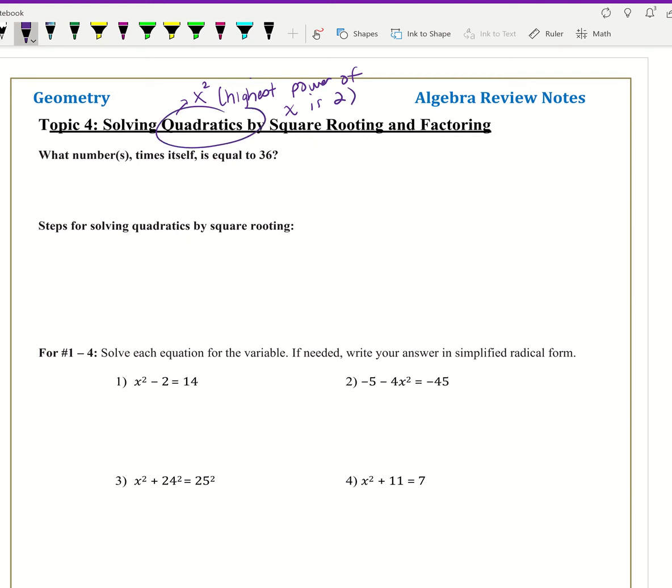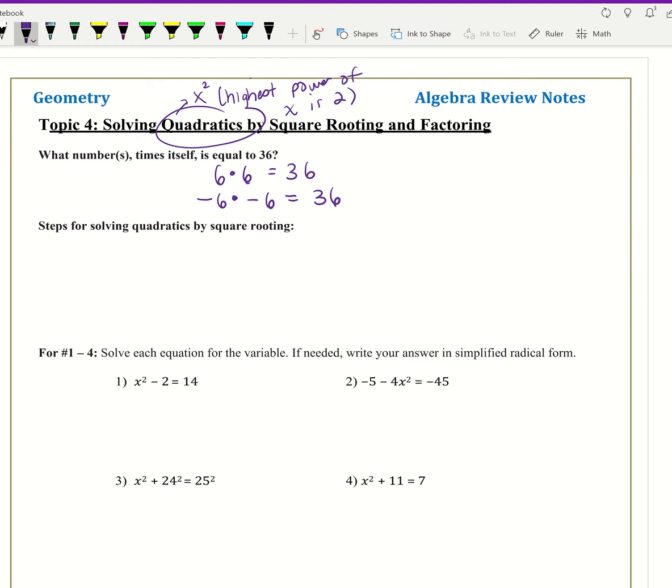Well, let's just start off with this. What number times itself is equal to 36? Well, 6 times 6 is 36. And usually most people just stop there. But we might want to recognize that there is another answer to this problem. -6 times -6 is also equal to 36. This is going to be important for what we're doing later on. So just keep in mind that there are 2 different answers here to this type of question. What number times itself equals 36?